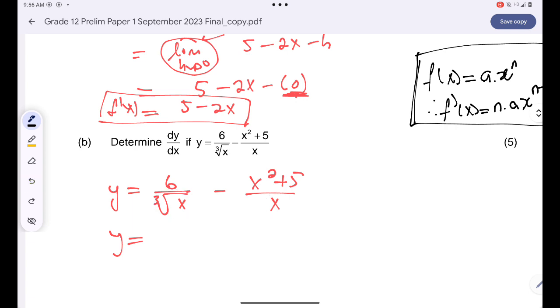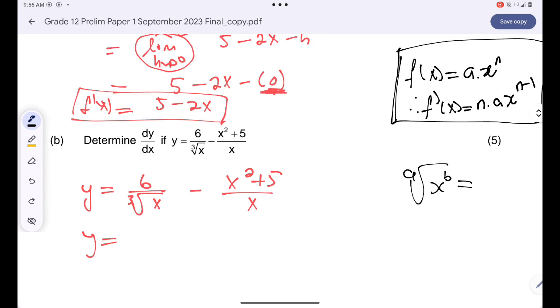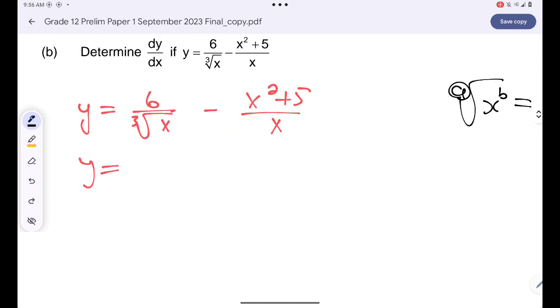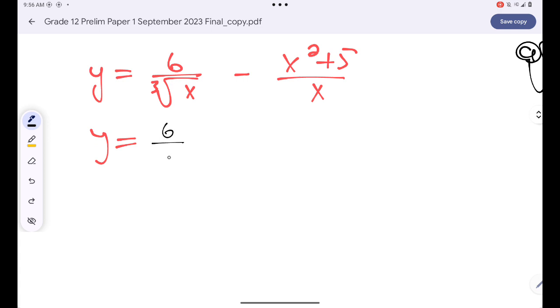Okay, so how can I remove the x in surd form? Remember that from your surds, there is a rule that simply says the root of a number is always the denominator of your exponent. So the 3 will just be the denominator of our exponent. So over here we'll simply have 6 all over x to the power 1 over 3, minus, are you together? The x is just dividing the two numbers, so I'll end up having x squared divided by x plus 5 divided by x.